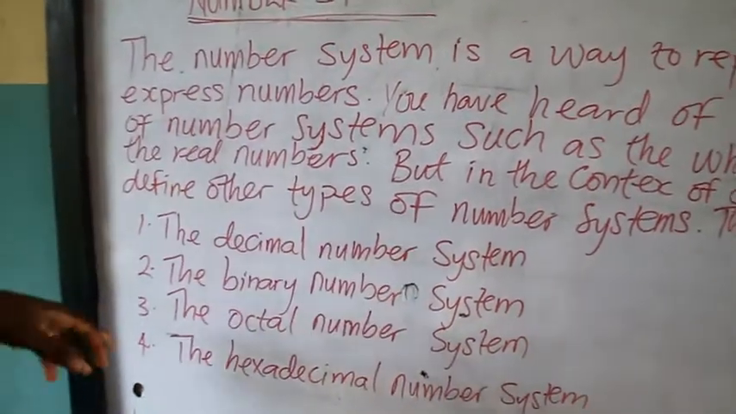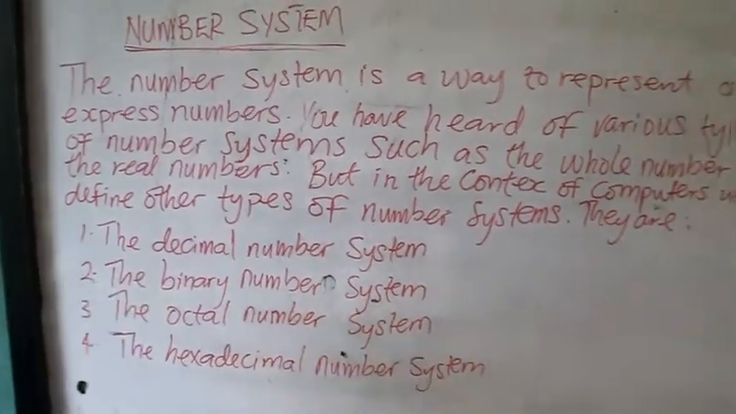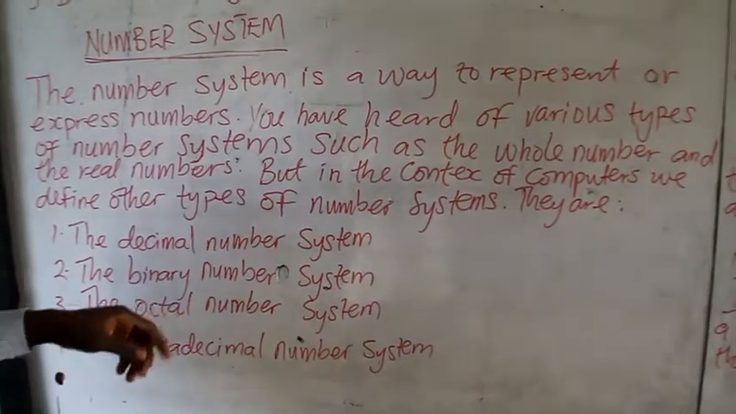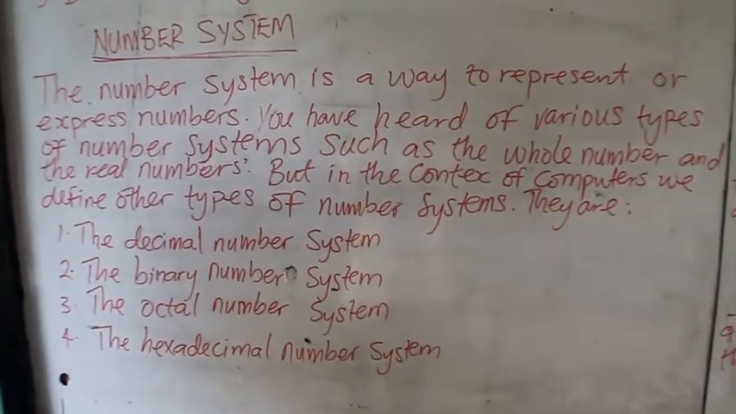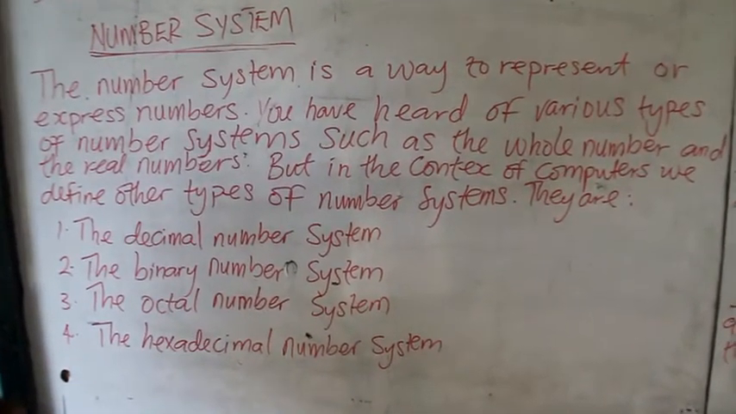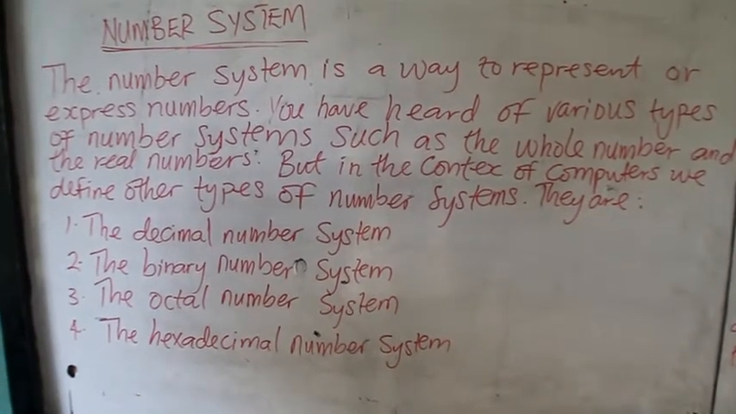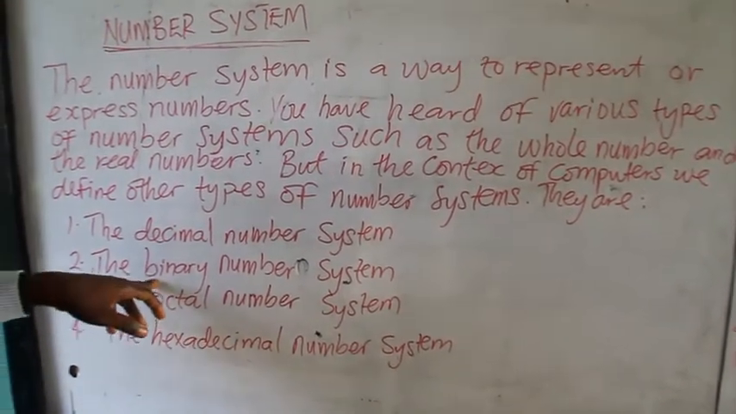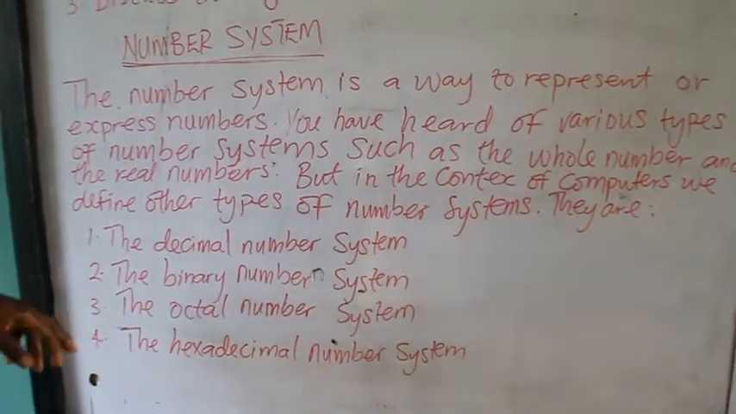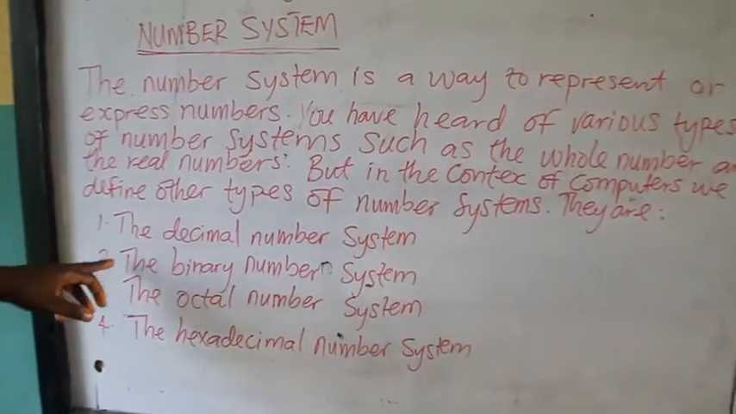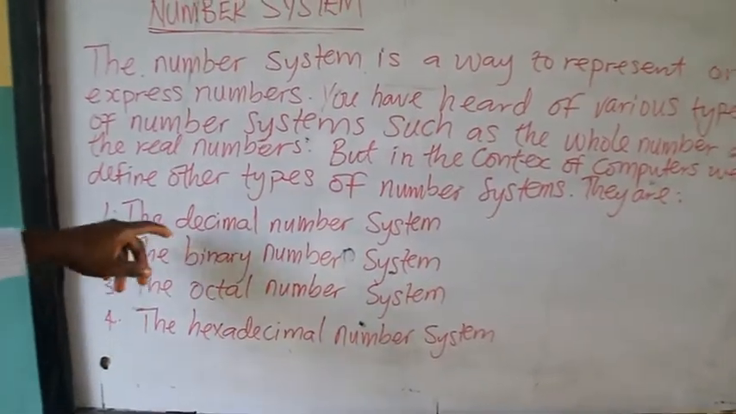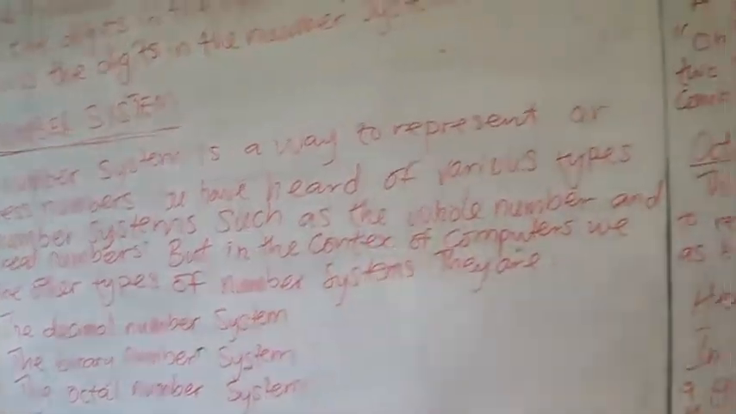But in computing, the most important one is the binary number system, because the binary number system makes use of the machine language. When we talk of machine language in the computer system, the language that the computer understands consists of the binary number system. But we are going to look at each and every one of them one after the other. So the first one is the decimal number system.